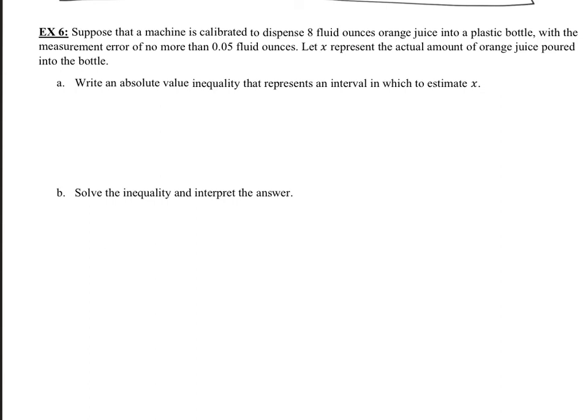So basically, let's say I have some bottles of orange juice, right? Trying to draw the bottles. That one's like a hunchback bottle. So we're aiming to have 8 fluid ounces. Let's say this is exactly 8. But it's saying that there is a measurement error of no more than 0.05 fluid ounces, which means we could have one that's slightly less than what the amount should be, and one that is slightly more.